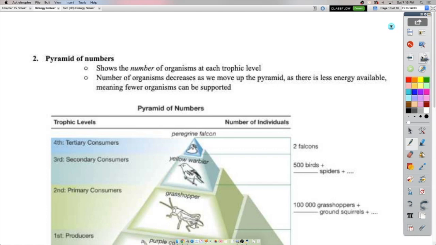Really, the pyramid of energy is the best one, the most accurate picture of how energy moves through an ecosystem. But the problem is, how do you measure energy? You can't really do that. What you can do is make measurements, like going and counting the organisms. The pyramid of numbers is just that: go count the number of organisms at each level. Of course, the number of organisms decreases as we move up the pyramid because of what we saw in the pyramid of energy. There is less energy available, so fewer organisms can be supported.